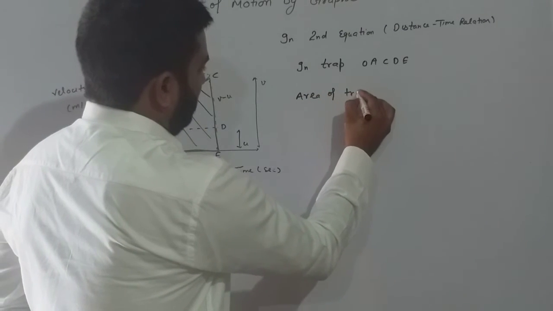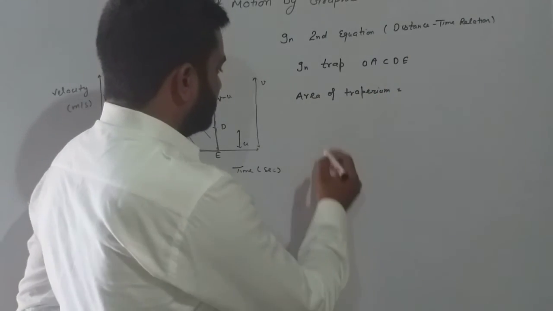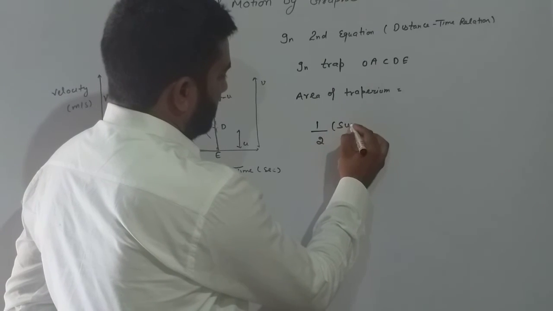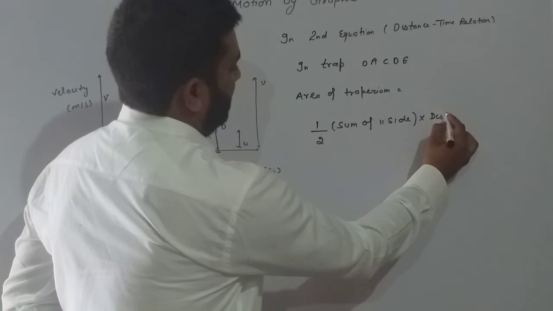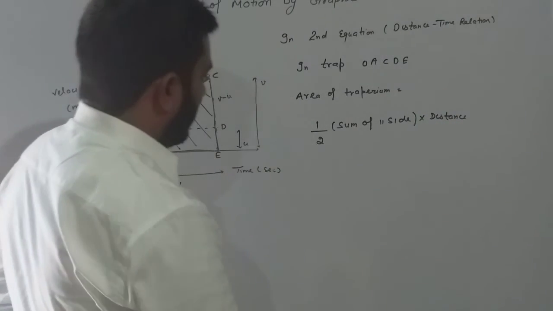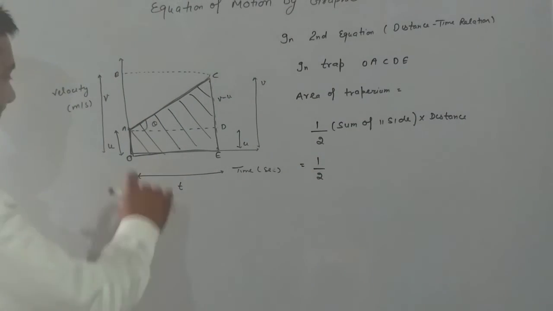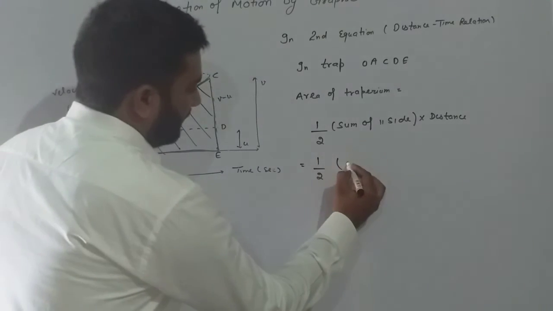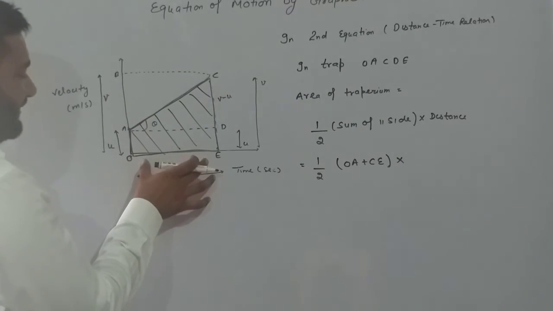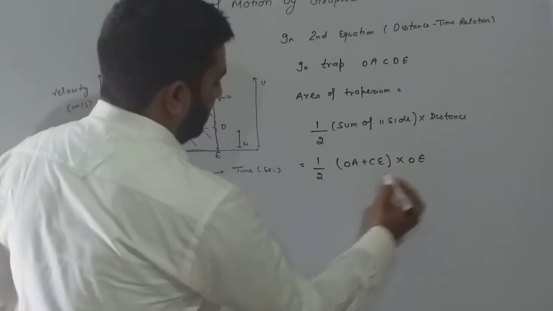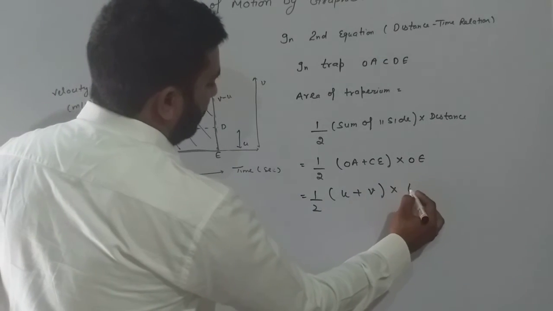area of trapezium is equal to 1 by 2 into the sum of parallel sides into the distance between them. Now 1 by 2 into the sum of parallel sides. Here the parallel sides are OA plus CE, into the distance, and the distance is OE. OA is equal to u, CE is equal to v, and OE is equal to t.